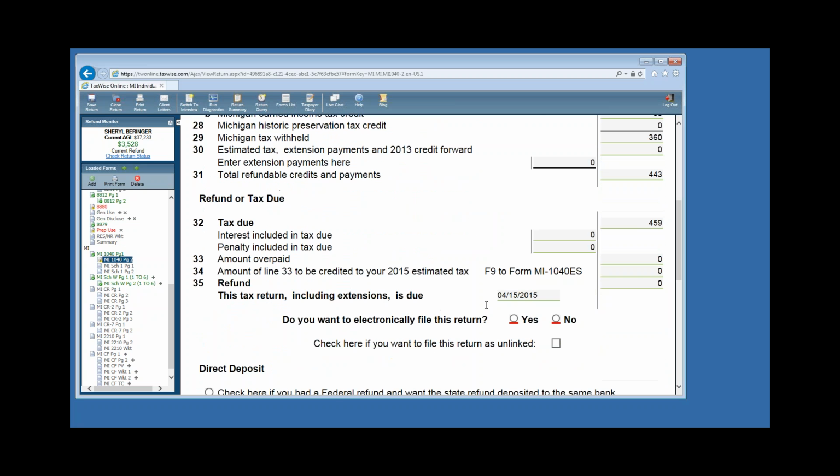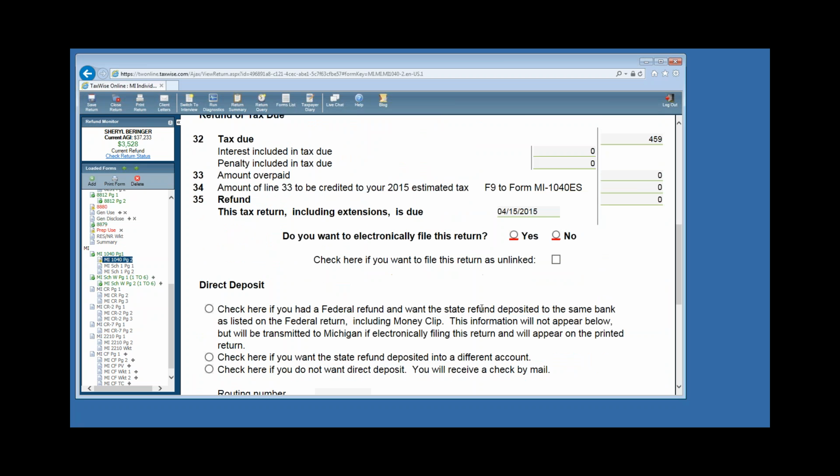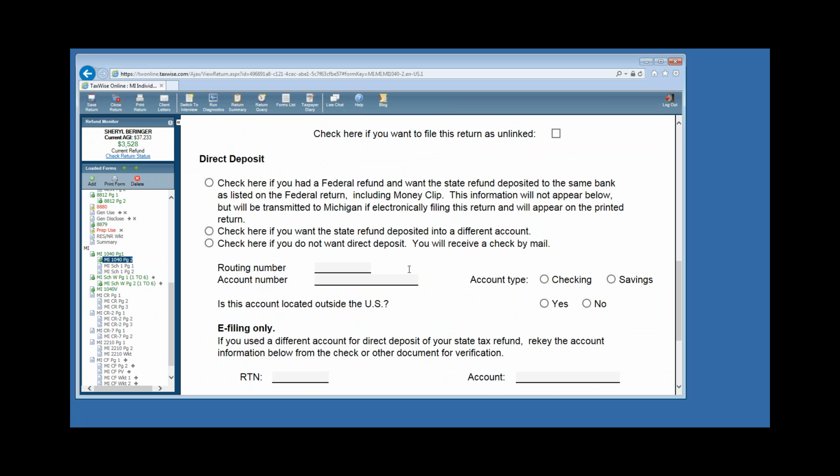And then down here, you'll definitely want to electronically file this return. And then you'll have a couple of options. So a lot of the time you'll just want to indicate that the tax return is going to the same bank account as the federal return.